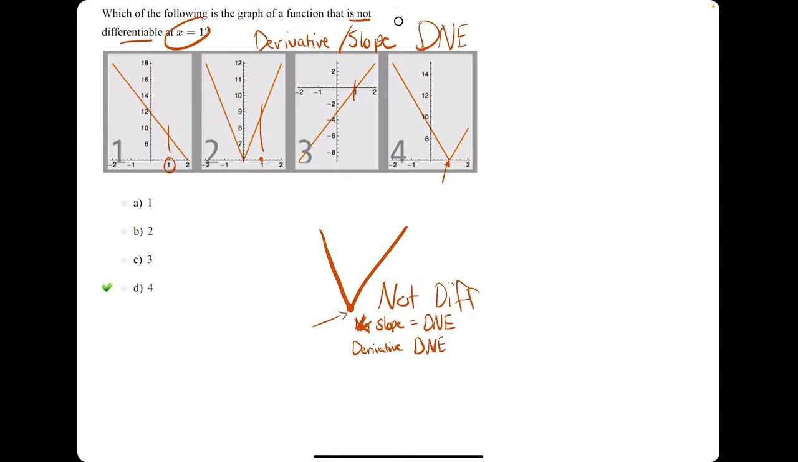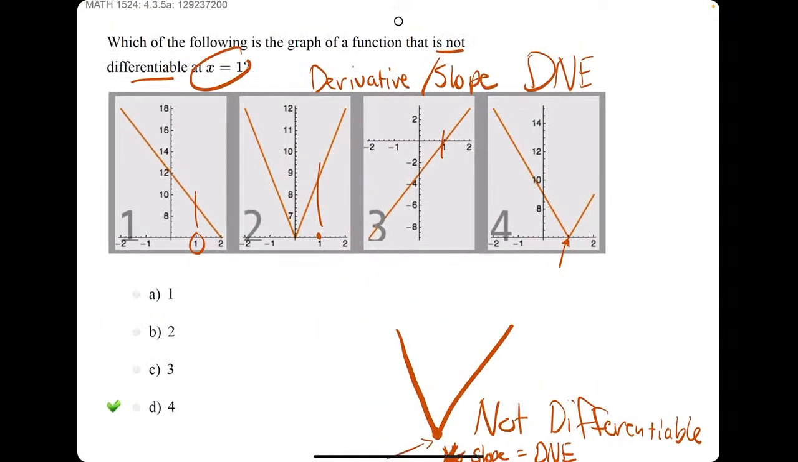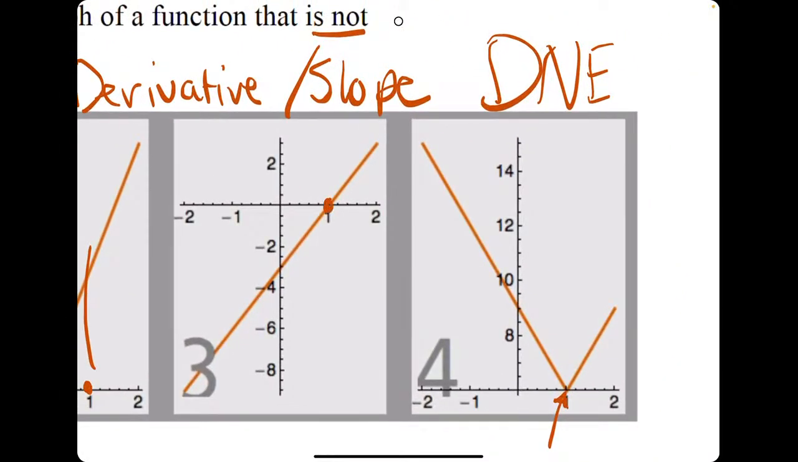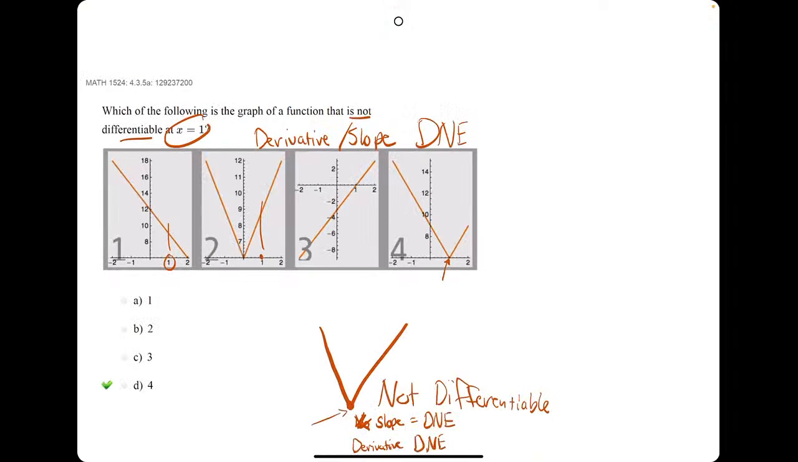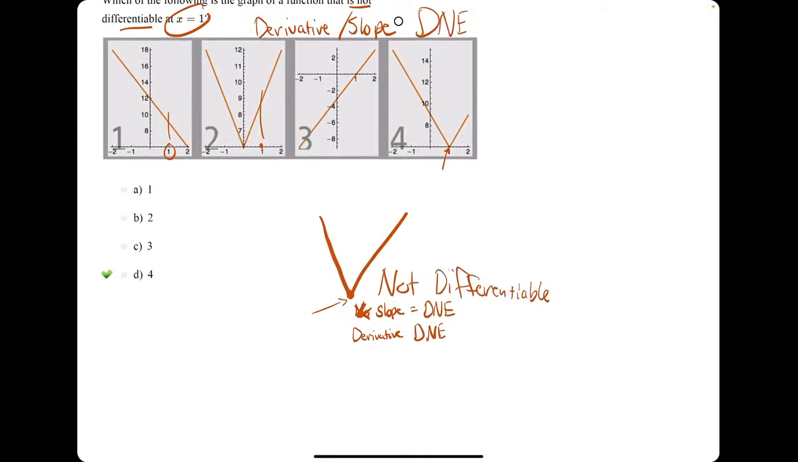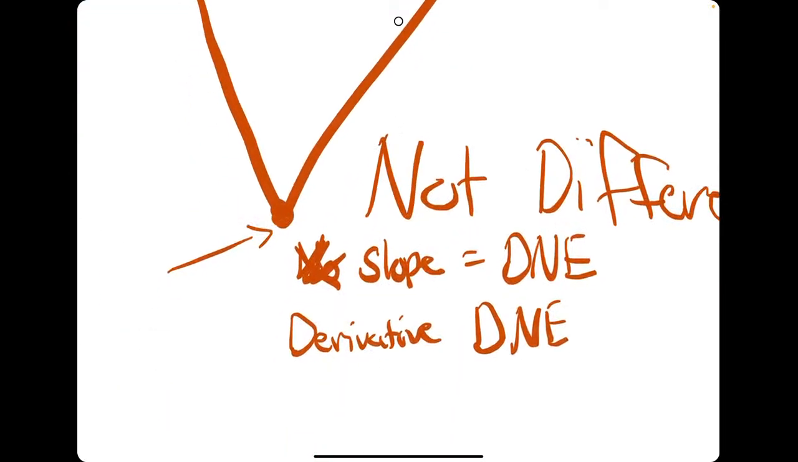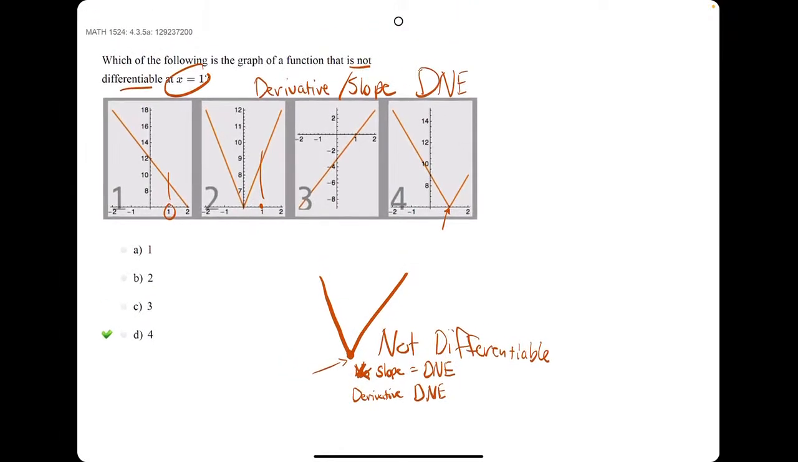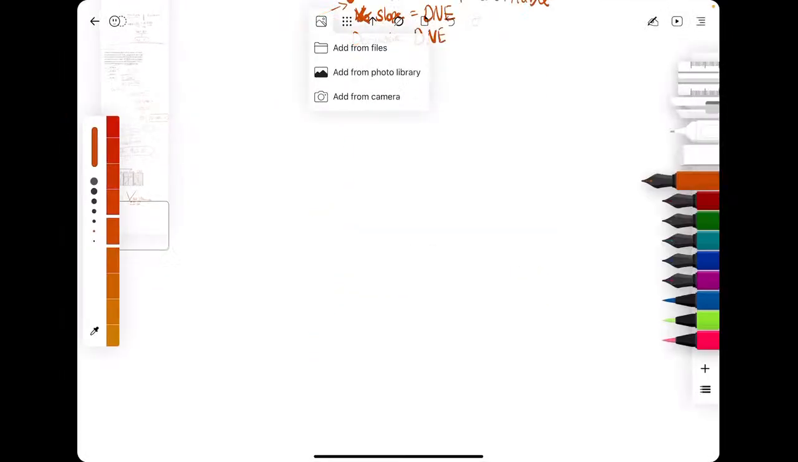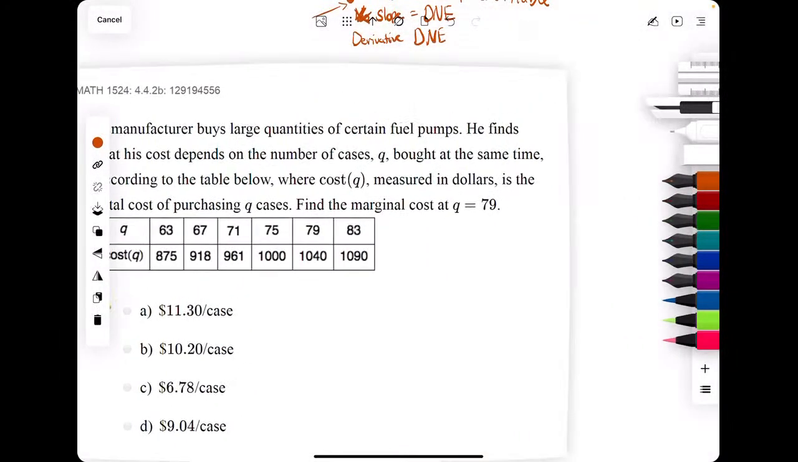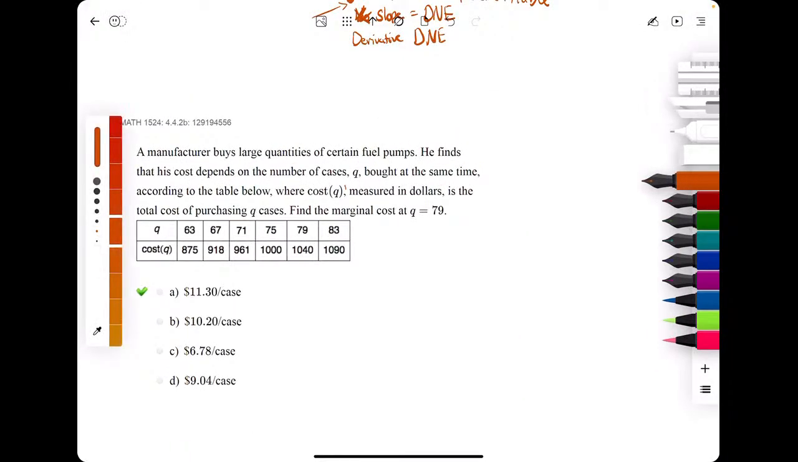I've heard in the past people looking for x-intercepts at 1, but that's not necessarily what tells us what's not differentiable. We are just looking for which graph has the sharp corner at x equals 1. So that would have to be 4 in this case. All right, nice little fundamental one.